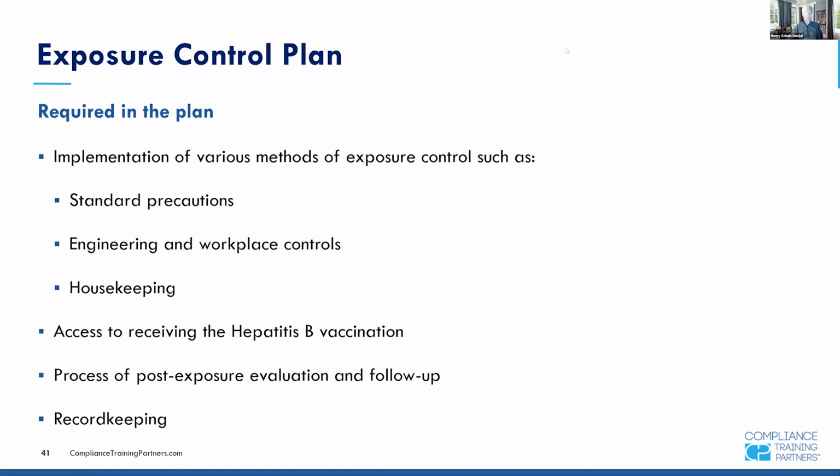When it comes to things that need to be in the plan, it needs to discuss some of the basic things you might imagine, like standard precautions, which is, of course, treating everybody the same, treating everybody as if they had a disease. What engineering and work practice controls do you use? What housekeeping procedures do you use? How do people get the hepatitis B vaccine in your office when they're a new employee? What do they do for post-exposure? What kind of record keeping is done? These are the sort of things that need to be in the exposure control plan.